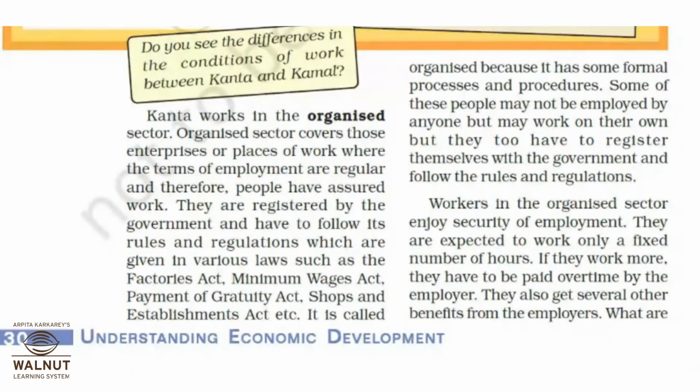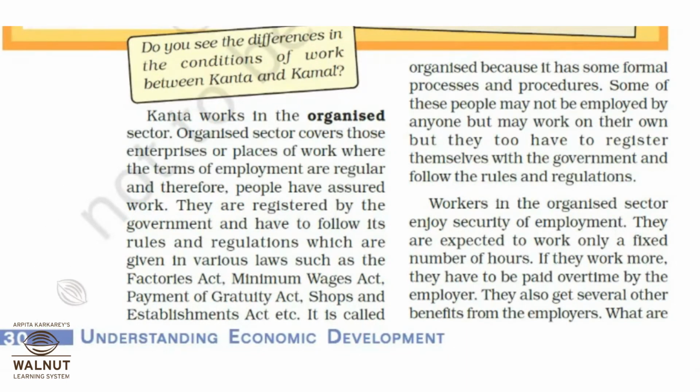Organized sector covers those enterprises or places of work where terms of employment are regular and therefore people have assured work. Sure, there is a surety of work. They are registered by the government and have to follow its rules and regulations. So the government sets up some rules and regulations which are mandatory, which are compulsory for the institute to follow, which are given in various laws such as Factory Act, Minimum Wages Act, Payment of Gratuity Act, Shops and Establishment Act, etc. It is called organized because it has formal processes and procedures.